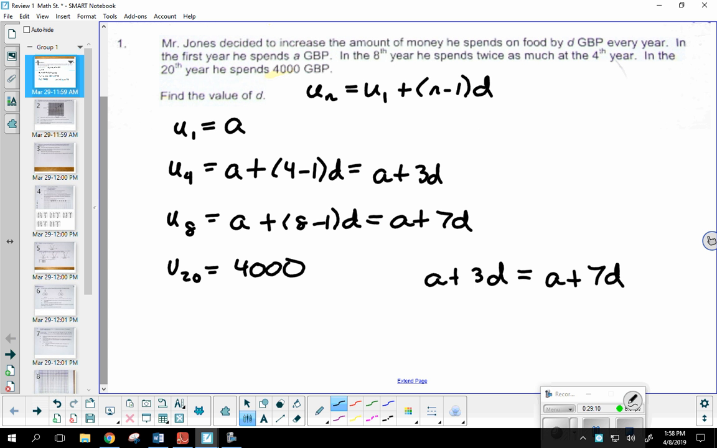There you go. In order to make this equal, whatever he spent in the 8th year was twice as much as the 4th year, right? So I could either take the 4th year and double it so that now they're equal, or what could I do to the 8th year? I could take half of it. Either way, I should still end up with the correct answer. Now, would you like me to continue, or do you think you can take it from there?